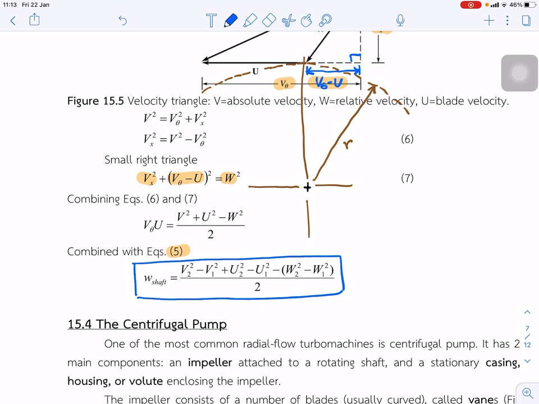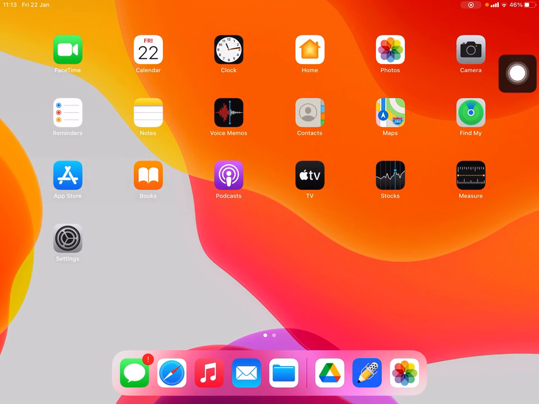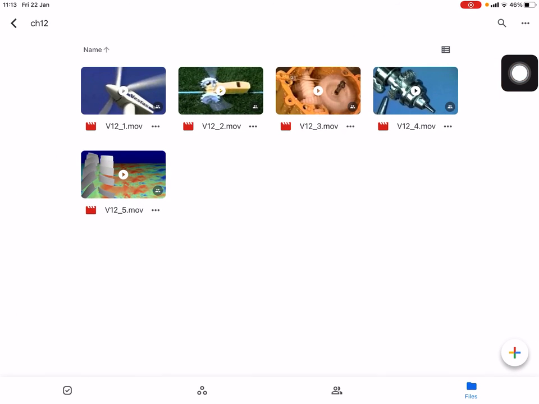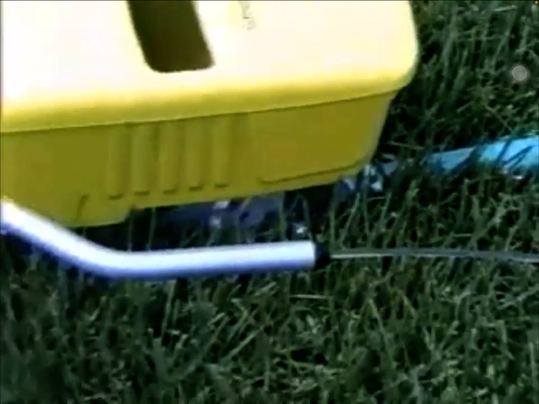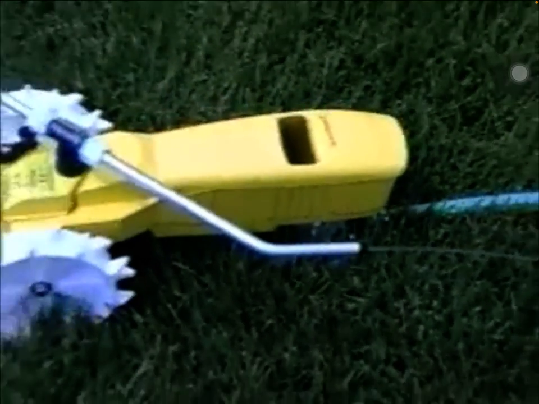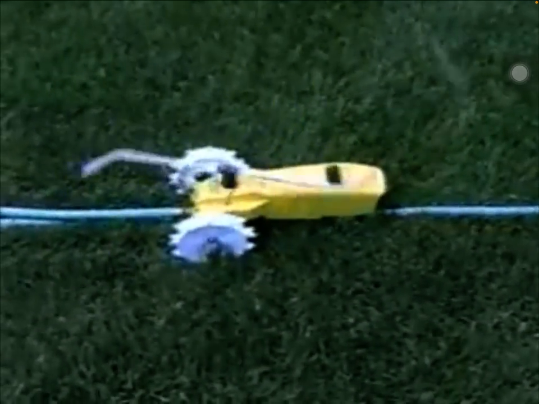Next I will show you a clip about this, the self-propelled lawn sprinkler. Can we apply the knowledge of the moment of momentum to explain the movement of this self-propelled lawn sprinkler?